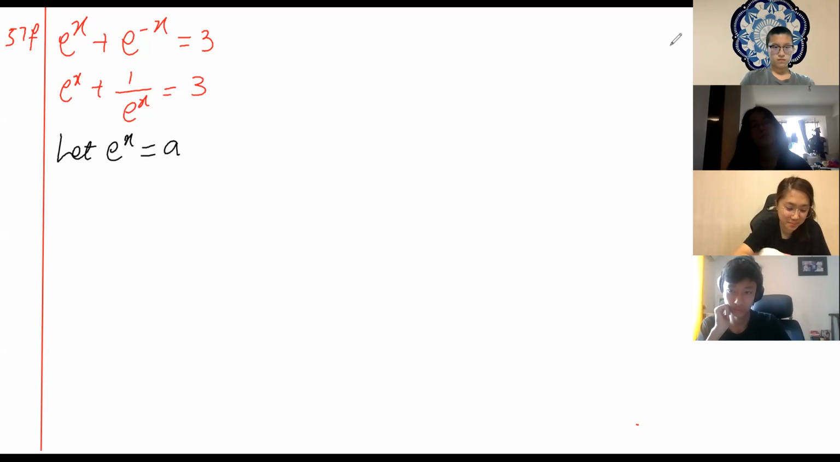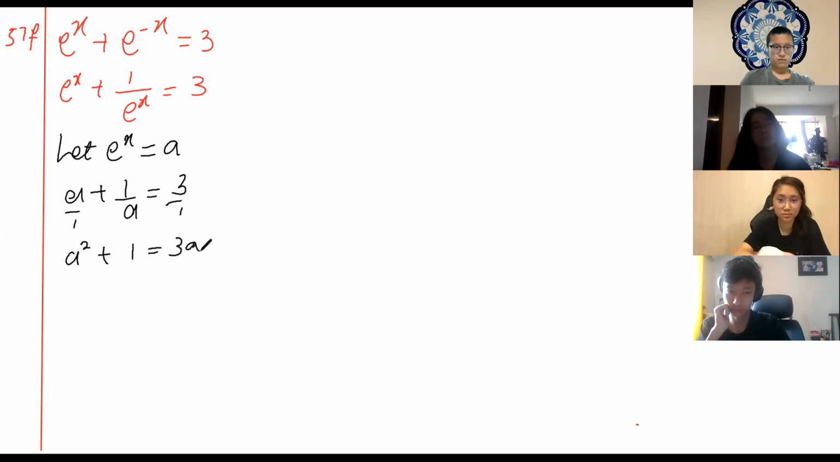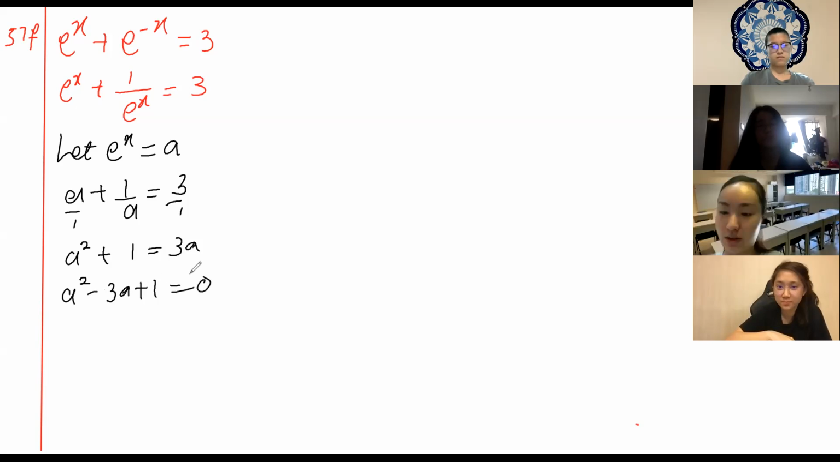Once you do that, everything becomes a plus 1 over a equals 3. Then you multiply through by a. So that's a squared plus 1 equals 3a. And that is a squared minus 3a plus 1 equals 0. There's no factor of 1 that gives 3. So we can't factorize. What do we do? Use the quadratic formula.